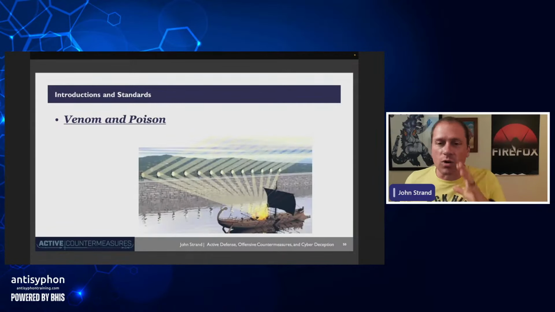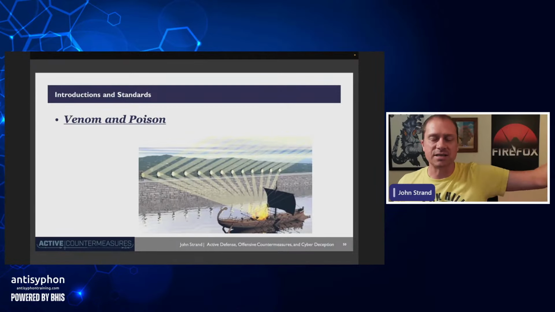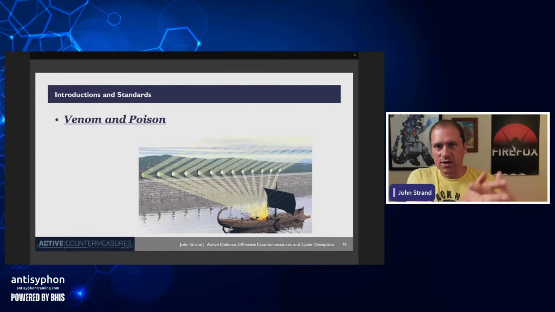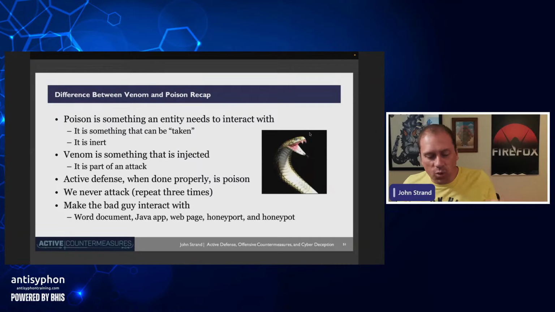We're going to go through a whole bunch of poison things here in a little bit, but the idea is we want the attacker to interact. We want the attacker to come into our system, try to do something evil, and then we get them, right? When we say get them, we can do a bunch of different things, but my favorite is to geolocate exactly where they are, because that's just a good time. So poison is something that an entity needs to interact with. It is something that can be taken. It is inert. It is not an active attack like venom.